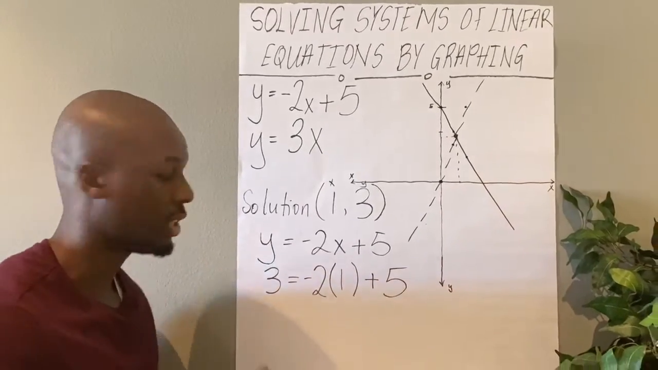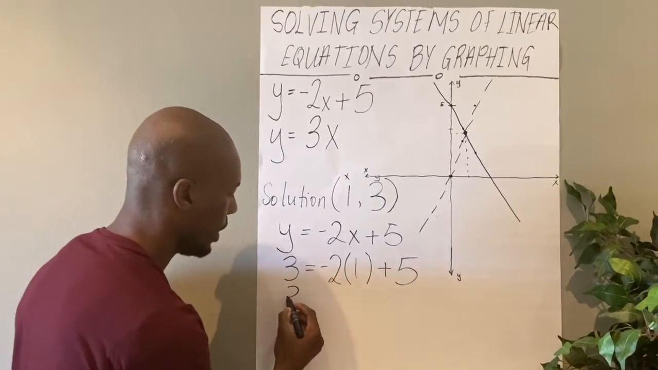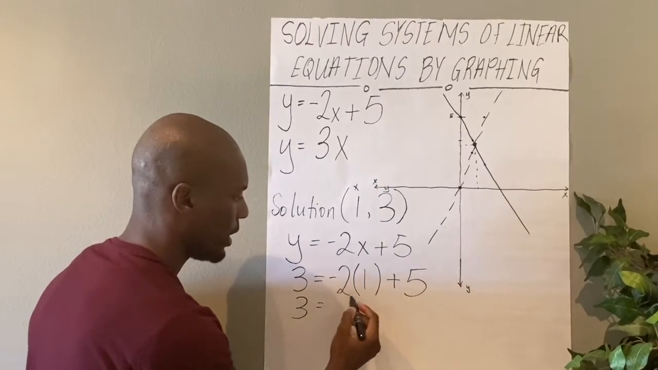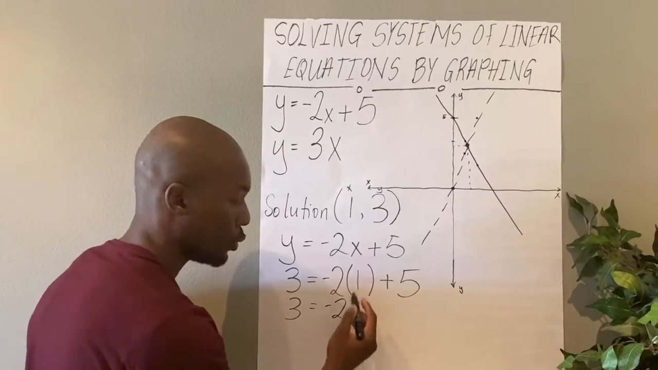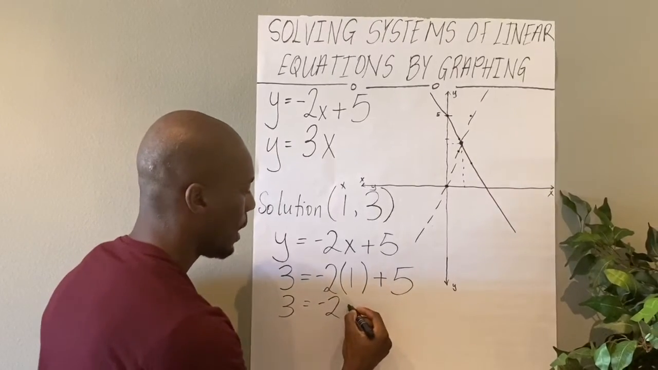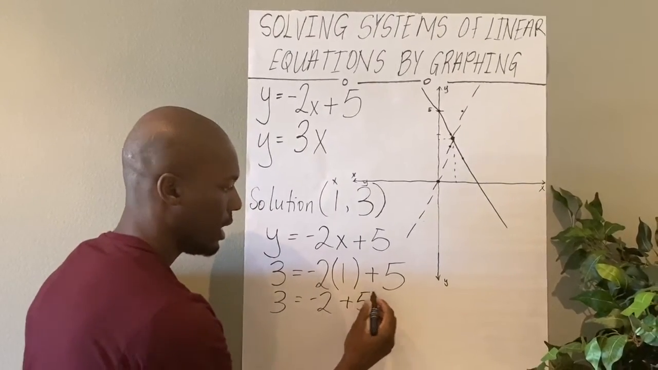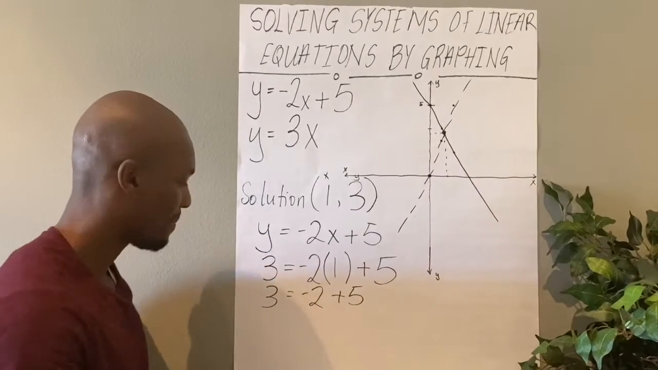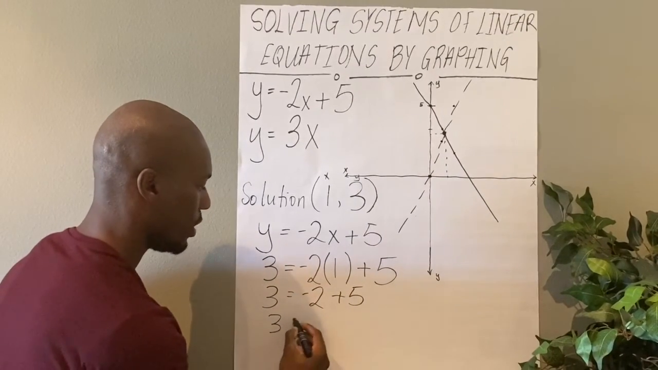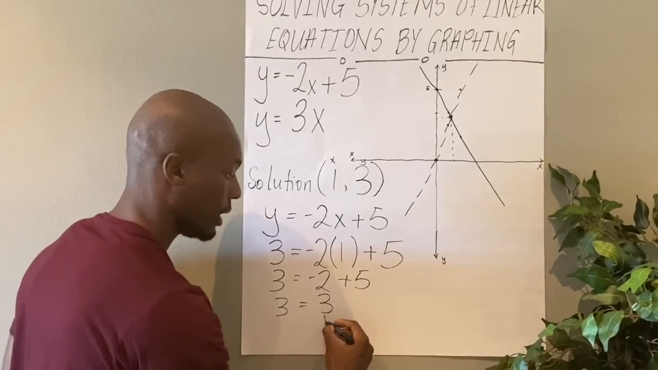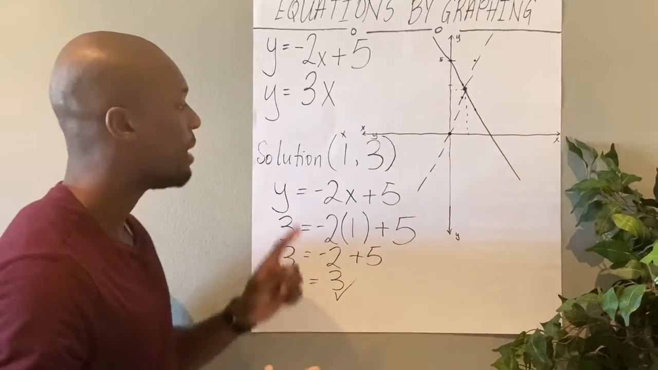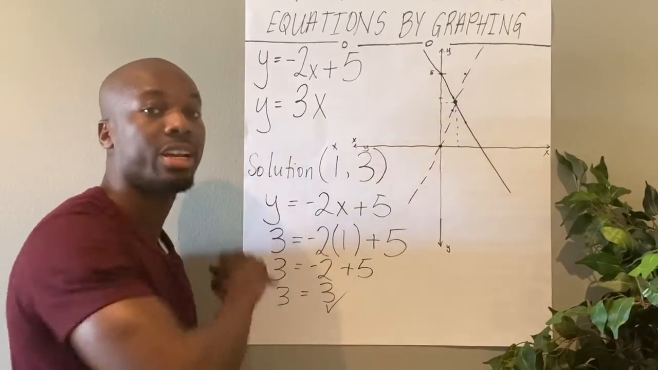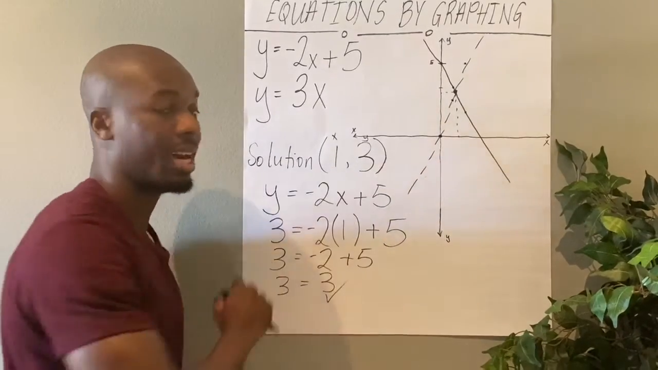All right, so now I'm going to simplify this to see. I know that this is 3. And this becomes negative 2 times 1, which is negative 2, plus 5. And that gives me 3 as well, right? So 3 is equal to 3, and that is correct, right? So again, if it works for the second equation, then it means that our answer is correct.